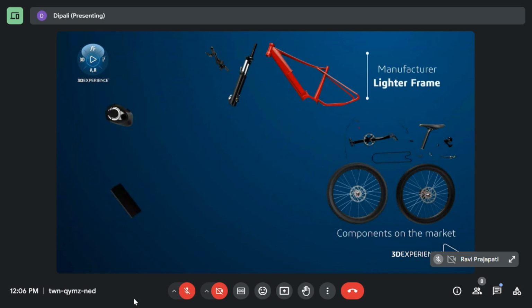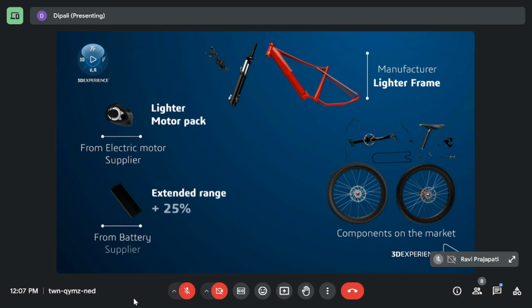Our product management team first targeted a lighter electric motor, since it's the heaviest component on the bike. The requirements were sent to our motor supplier. Then, we asked our battery supplier how we can develop a battery pack that would extend the range by at least 25%.